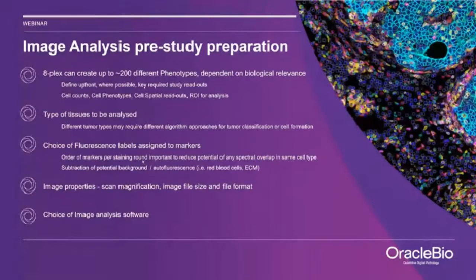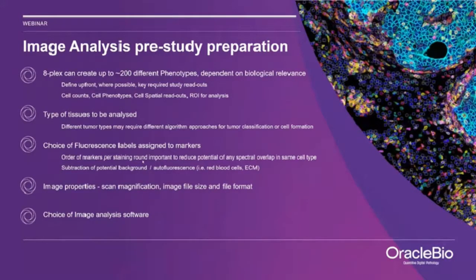Now, just before I get on to that process, there are a number of image analysis pre-study preparation steps that we consider and take into account before we start the study. For example, an 8-plex image can create up to 200 different phenotypes, depending on the biological relevance. So not only do you have positive cells for each of the 8 individual markers, but you also have dual cell populations, triplex, quadruple, co-localization phenotypes. And to add an extension of that, you can also have any one of these individual markers being present in different subcellular locations, such as the nucleus, cytoplasm, or membrane.